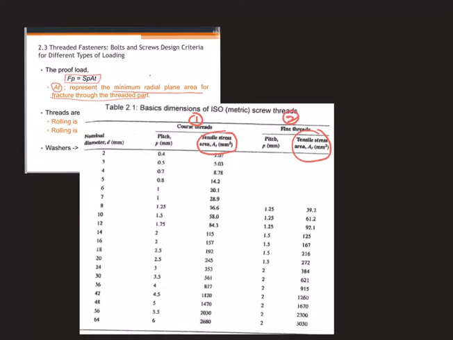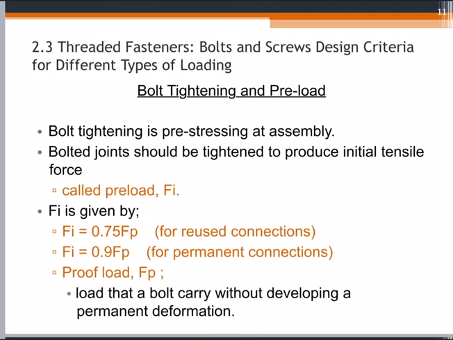Let's say given the nominal diameter of that screw, we take 10. So if the screw thread is coarse thread, we can find the value of At is 58 millimeter square. But if the screw thread is fine thread, the value of At is 61.2 millimeter square.